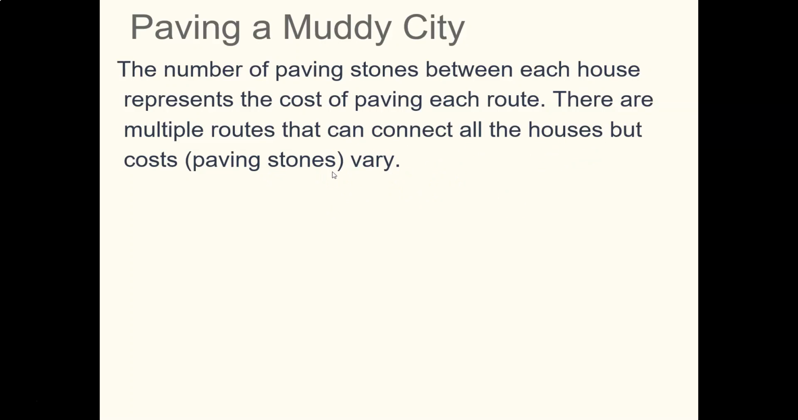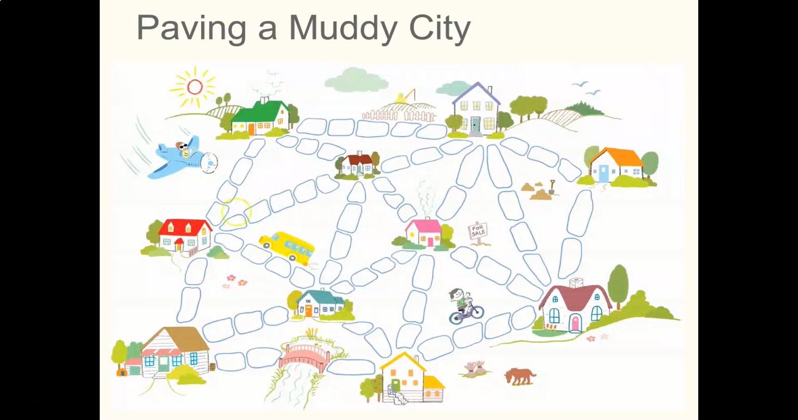Let me show you again. So for example, to go from this house to this house, you can go this way, you can go this way, etc. But the cost varies. So there are many routes, but the cost varies.